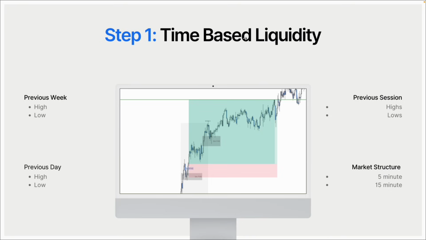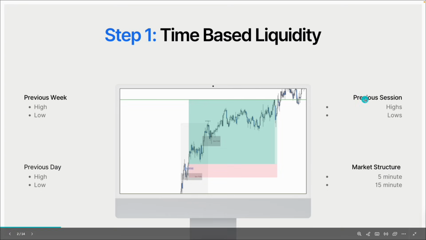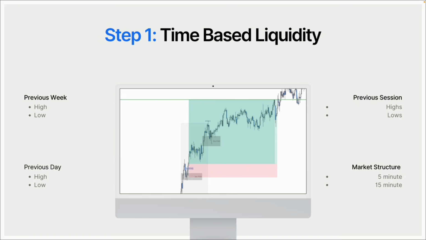Okay, let's get into step 1 of the trading strategy, which is to mark out your time-based liquidity. This removes any guesswork from where a valid liquidity level is on your chart. So these are the main ones we want to focus on: previous week high and low, previous day high and low, previous session high and lows. These will be the most important liquidity levels on your charts.